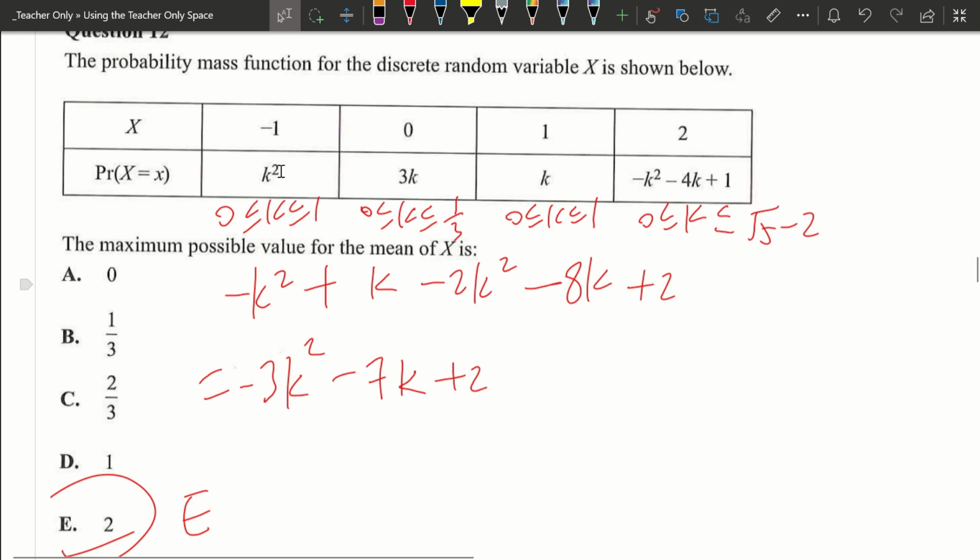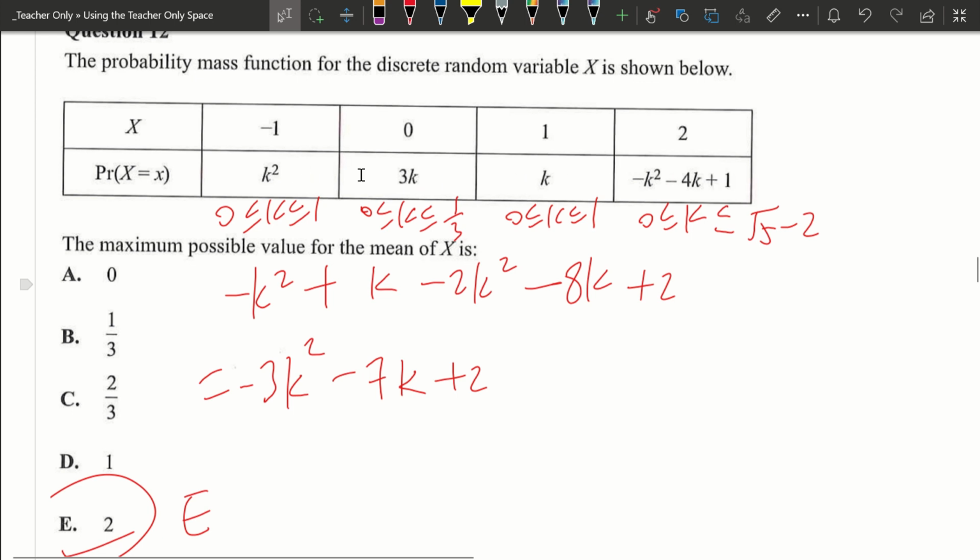If you look at it, x squared minus k squared minus k squared, they cancel out. 3k plus k is 4k, and then you do minus 4k, and they cancel out. And plus 1. So basically no matter what k is, k can be any value. If you add those 4 probabilities together, you will always get 1.